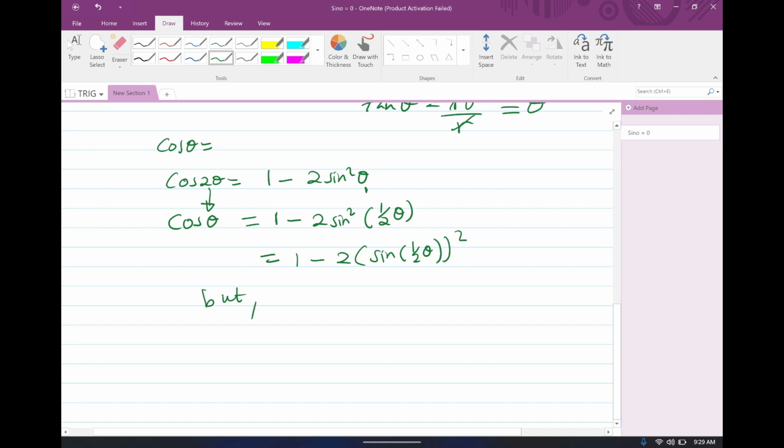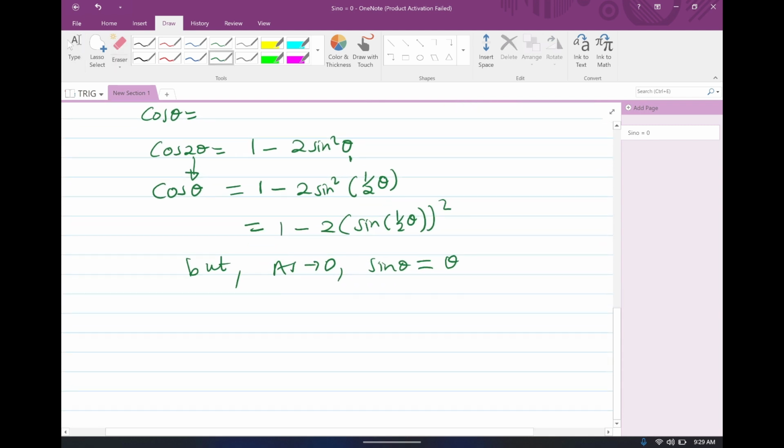But we say that as theta becomes smaller, as theta tends towards 0, sine theta tends towards theta. Sine theta equals theta, not 0. So it follows that cos theta will be 1 minus 2 times sine a half theta, which turns to a half theta, and then this is squared. But remember we have a 2 before, so you're going to have 1 minus 2 times the square of a half, which is a quarter theta squared. And the answer is going to be 1 minus a half theta squared.